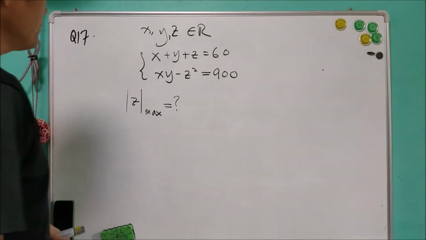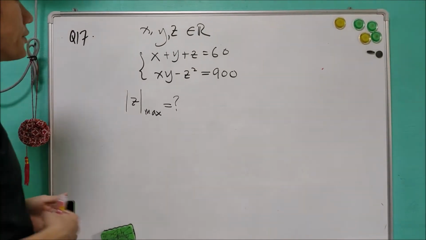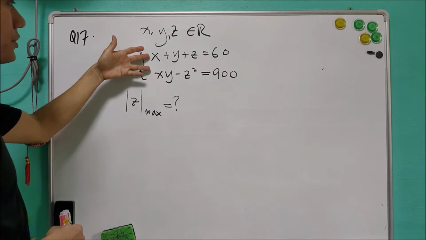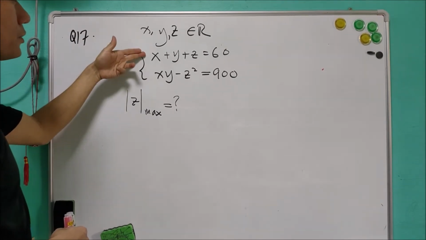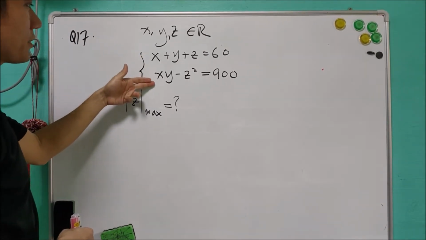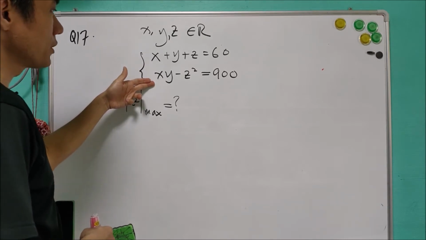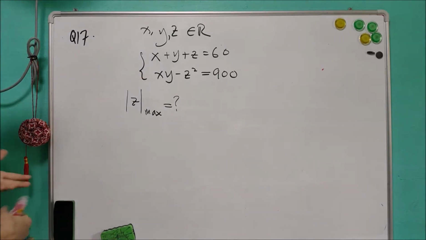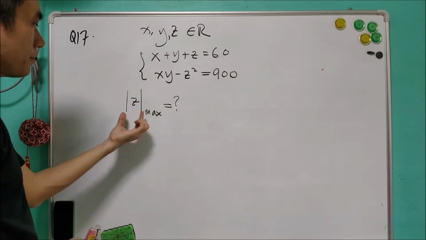So this is question 17. Given that x, y, z are real numbers that satisfy the two equations here, the sum x + y + z is equal to 60 and xy - z² is equal to 900. With this, what is the maximum value for the modulus of z?